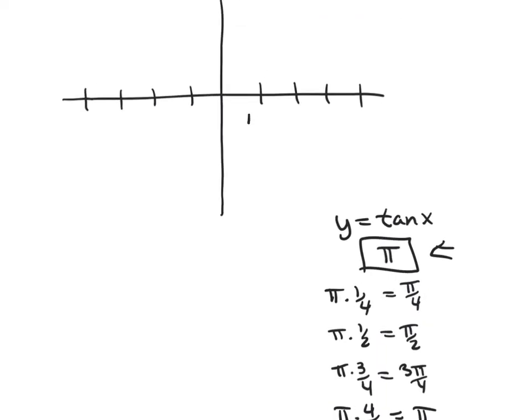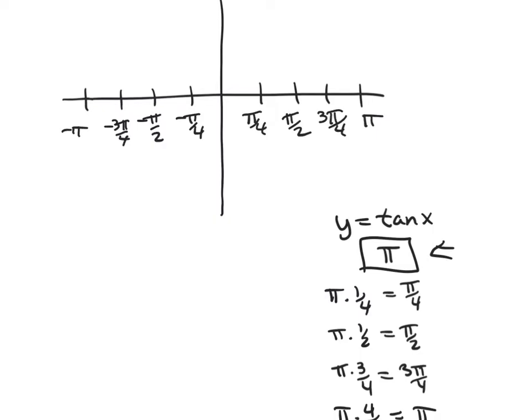So this will be pi over 4, pi over 2, 3 pi over 4, and pi. Over here, negative pi over 4, negative pi over 2, negative 3 pi over 4, and negative pi.